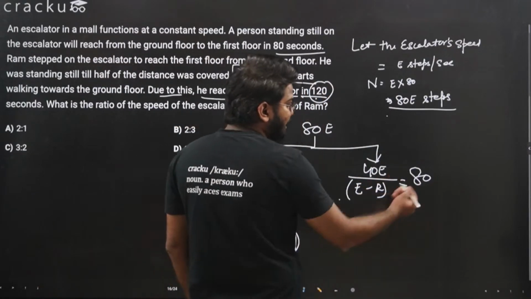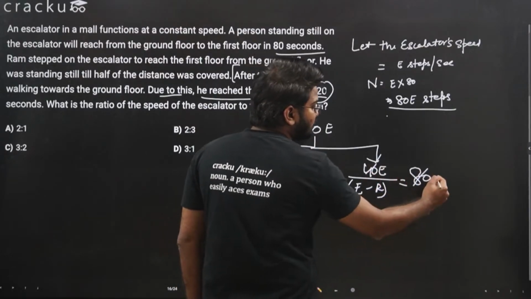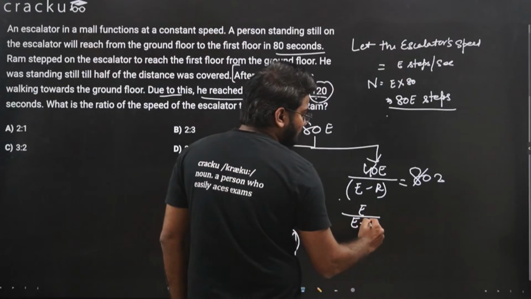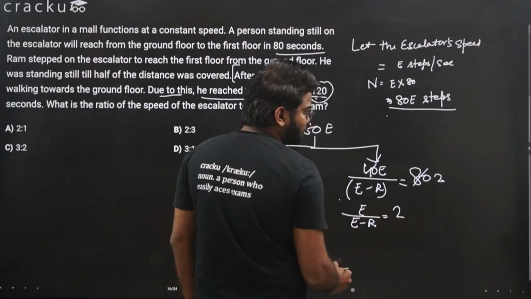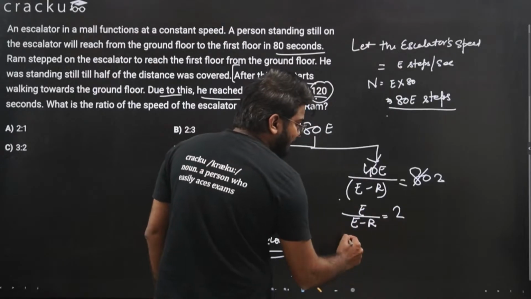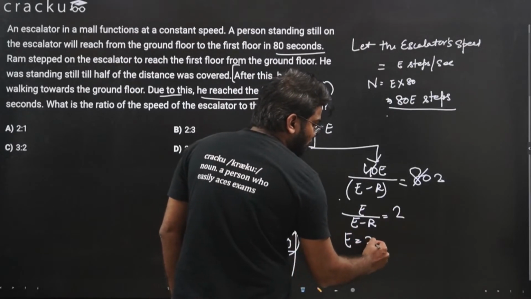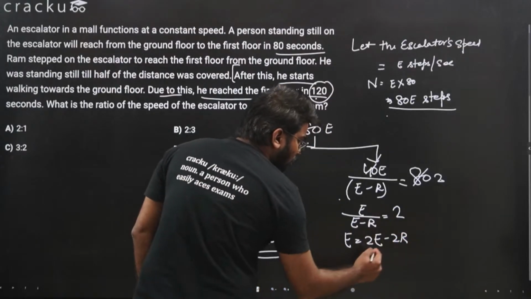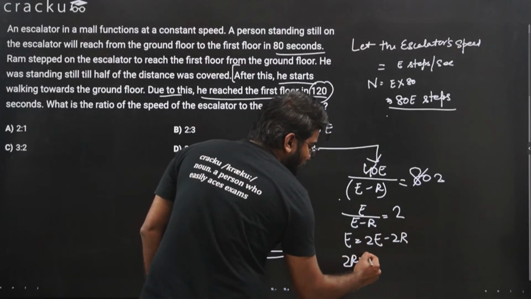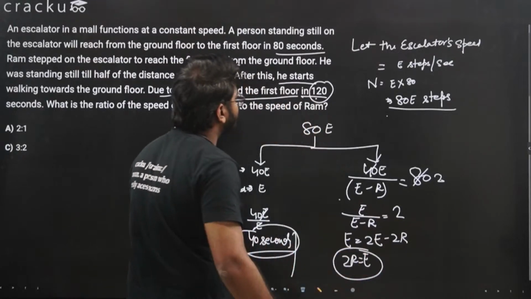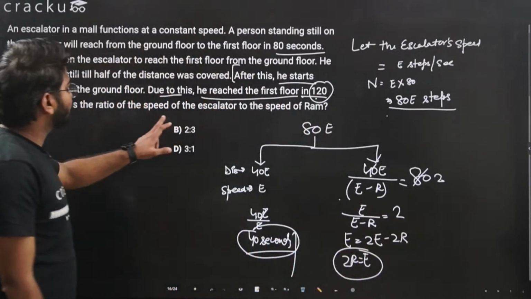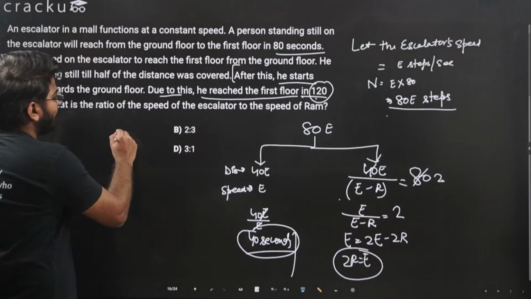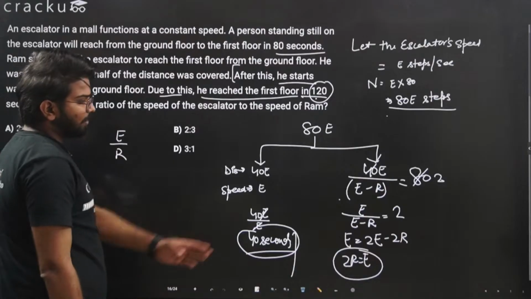Now if you simplify this, or if you cancel this, this will be 2, or E divided by E minus R is equal to 2. If you cross multiply, you will get E is equal to 2E minus 2R, or 2R is equal to E. This is what you have gotten. We need to find the ratio of the speed of the escalator to the speed of Ram, that is E divided by R. We can find this here.